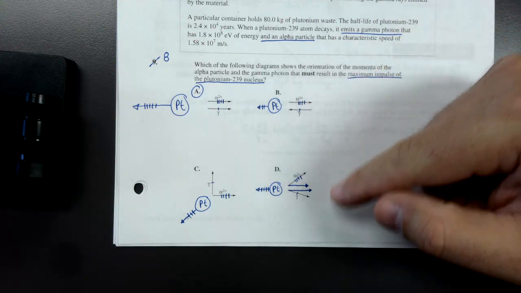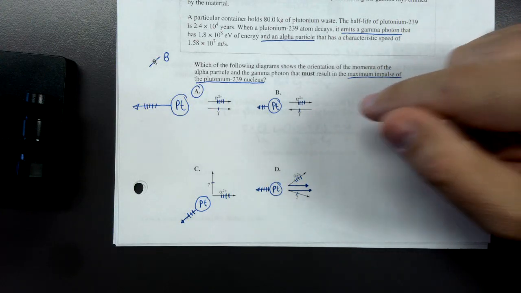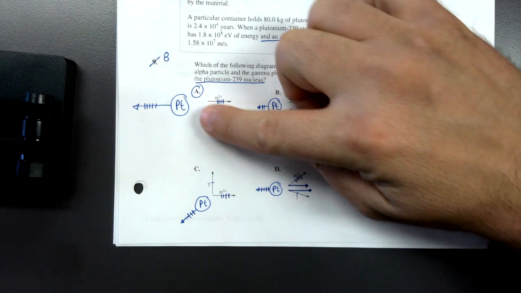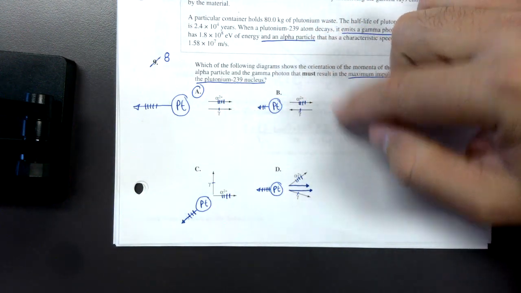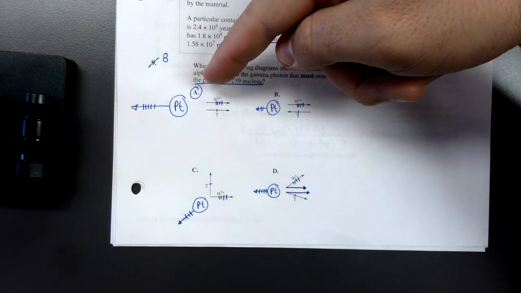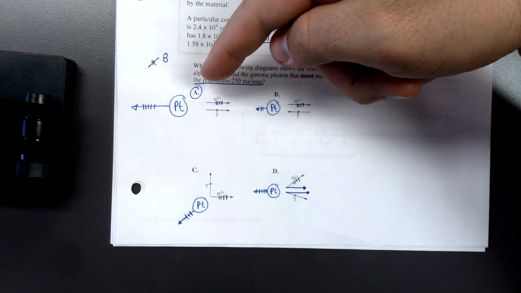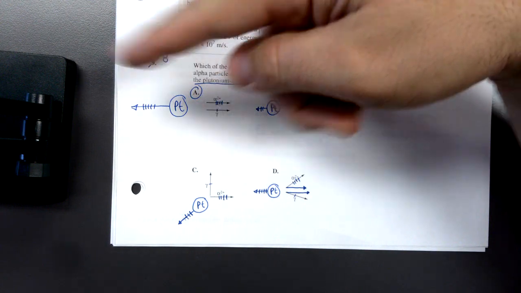Now, if I look at all these considerations, the one that's going to provide the most impulse is if I shoot both of the particles the same direction, resulting in the parent nucleus, now the daughter, being shot back.